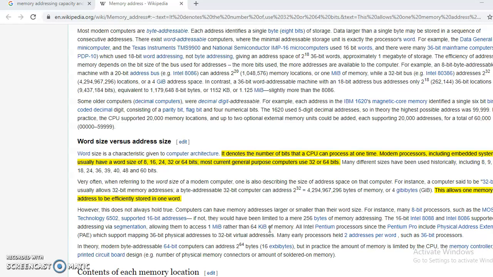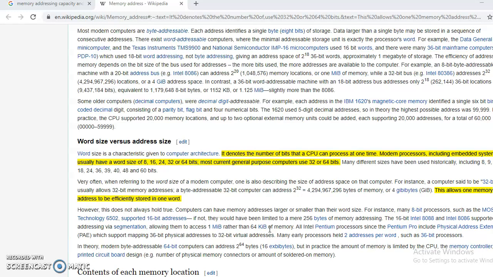The 16-bit Intel 8088 supports 20-bit addressing via segmentation, allowing it to access 1 megabyte rather than 64 kilobytes of memory. And Intel processors such as the Pentium Pro include Physical Address Extension, PAE, which supports mapping 36-bit physical addresses to 32-bit virtual addresses. Many earlier processors held 2 addresses per word, such as 36-bit processors.